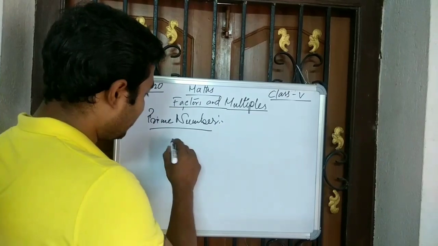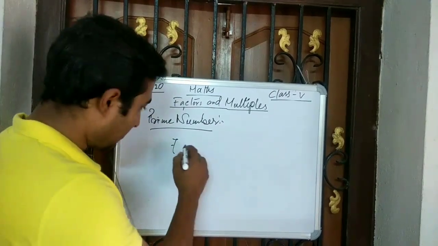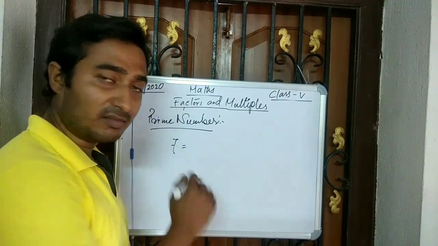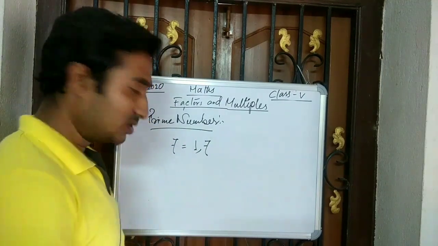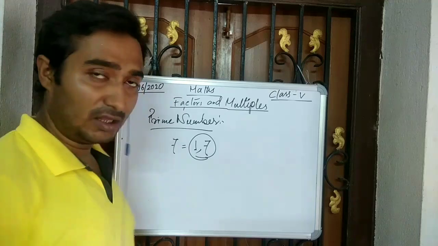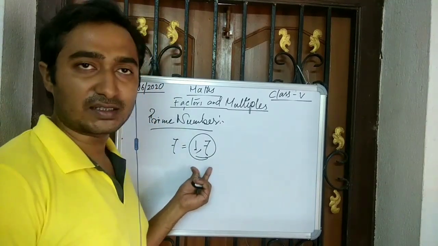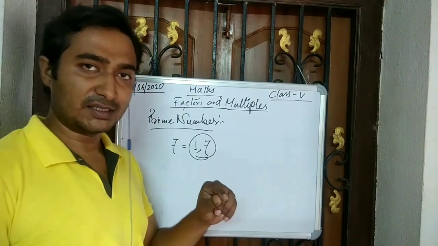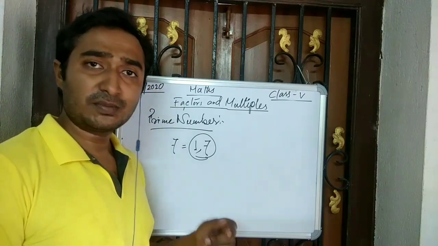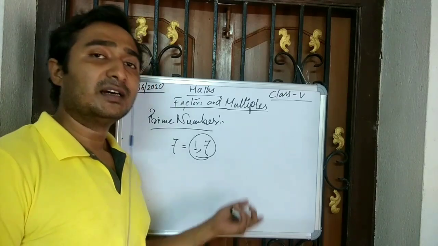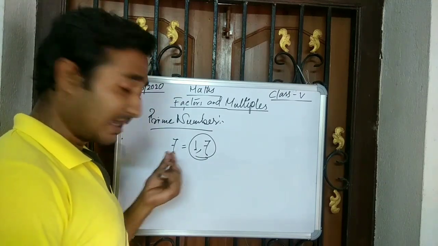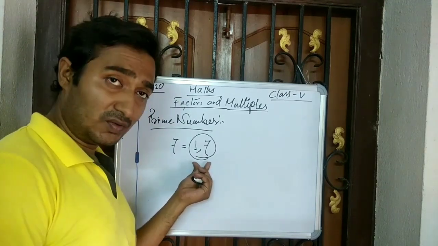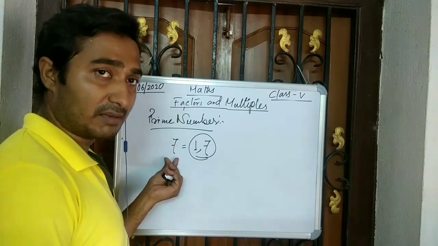So if I write a number 7, you can say the number is not divisible by any number except 1 and the number itself. So it has exactly two factors. All numbers have these two factors, 1 and the number itself, because every number is divisible by 1 as well as by the number itself. So if a number has only two factors, then it is a prime number.